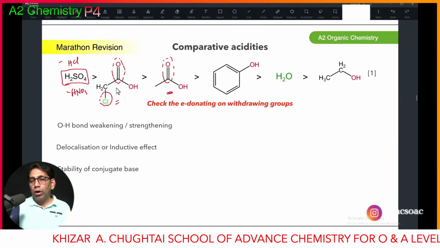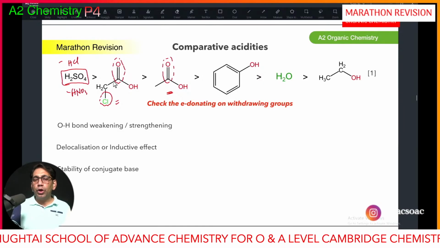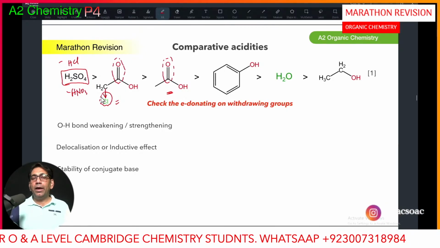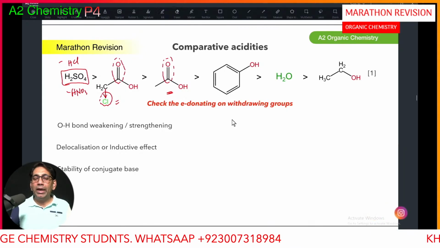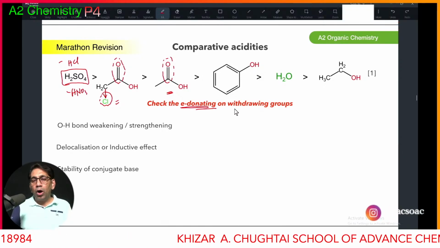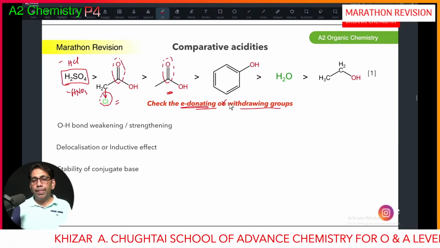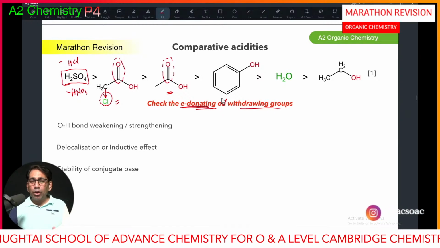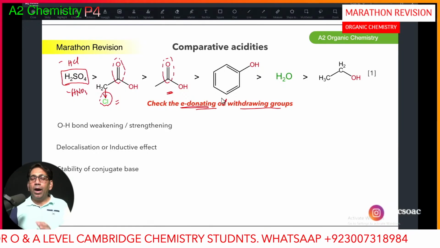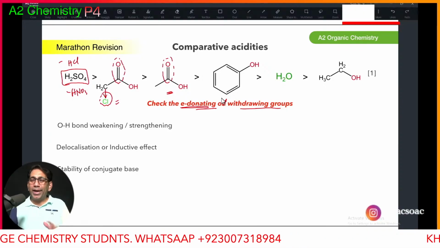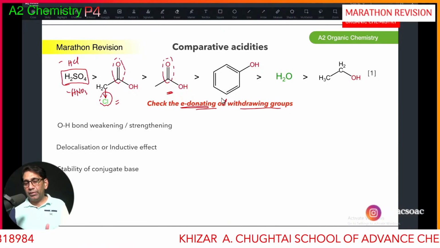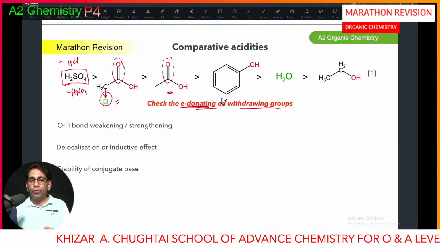It is a halo carboxylic acid. It is called 2-chloroethanoic acid. This one is simply ethanoic acid. So this Cl is basically an electron withdrawing group. So basically you will check for electron donating or withdrawing groups. The basic competition is whether there is any electron donating group, or whether there is withdrawal of electrons by a withdrawing group. On the basis of these phenomena, you can mark the order of the acids, stronger to weaker.